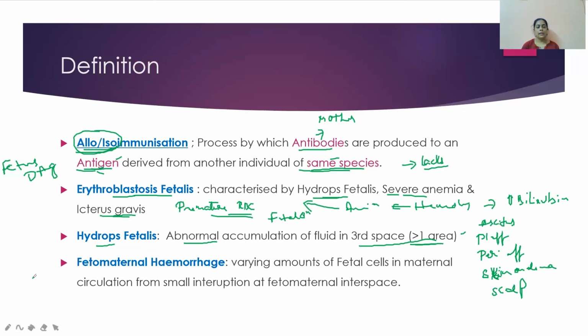And a very important thing you have to know is fetal-maternal hemorrhage. So what is fetal-maternal hemorrhage? As the name suggests, the fetal cells are seen in maternal circulation. Fetal RBCs get into the maternal circulation.